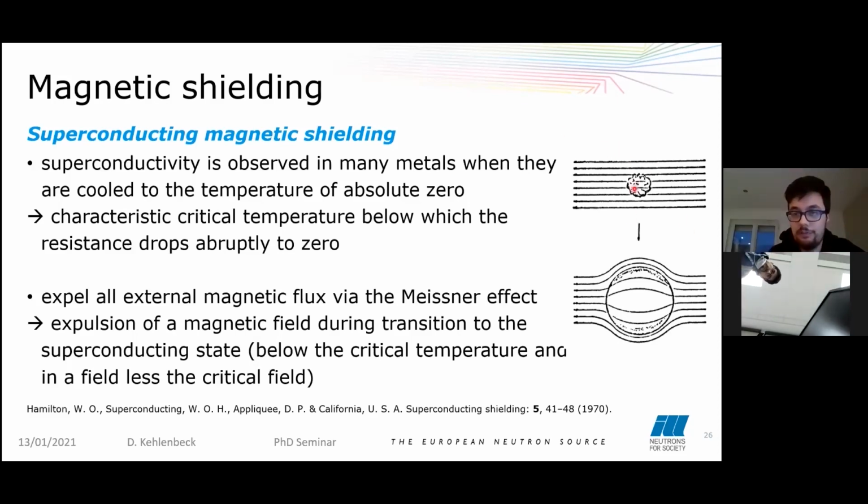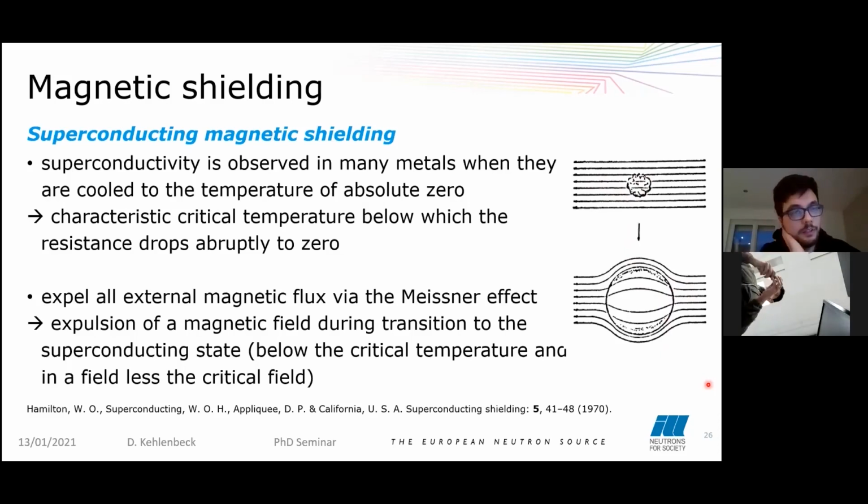Here in the figure, you can see the magnetic field lines, these are the arrows. And they will be excluded from the superconductor when it's below its critical temperature. If we imagine a thin screen of a superconductive material, we can easily decouple two different magnetic fields from each other. And these screens are called Meissner screens.